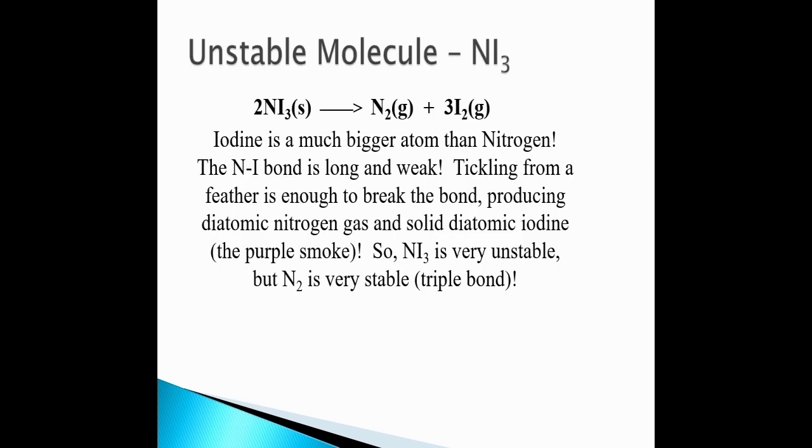Unstable molecule: nitrogen iodide. 2NI3 gives us N2 plus 3I2. Iodine is a much bigger atom than nitrogen. The nitrogen-iodine bond is long and weak. Tickling from a feather is enough to break the bond, producing diatomic nitrogen gas and solid diatomic iodine, the purple smoke. So NI3 is very unstable, but N2 is very stable with a triple bond.